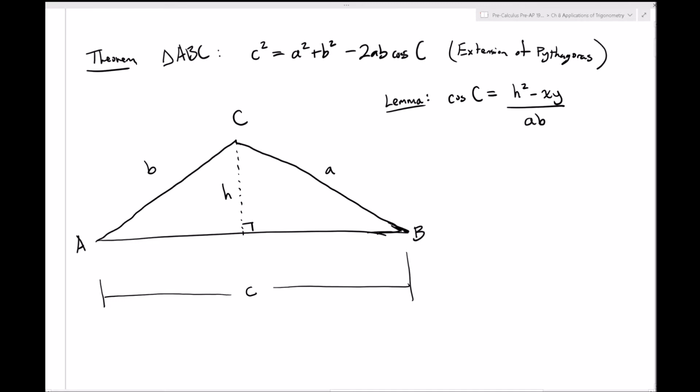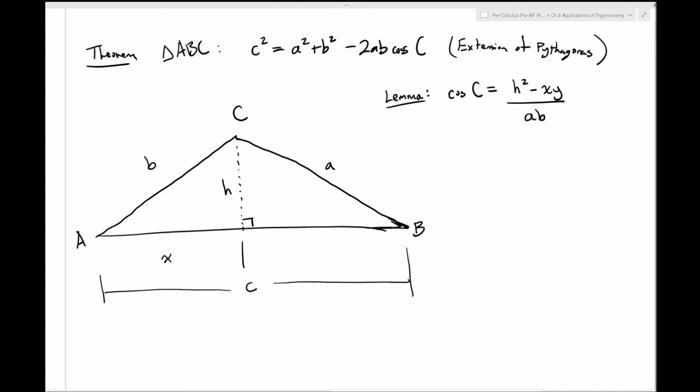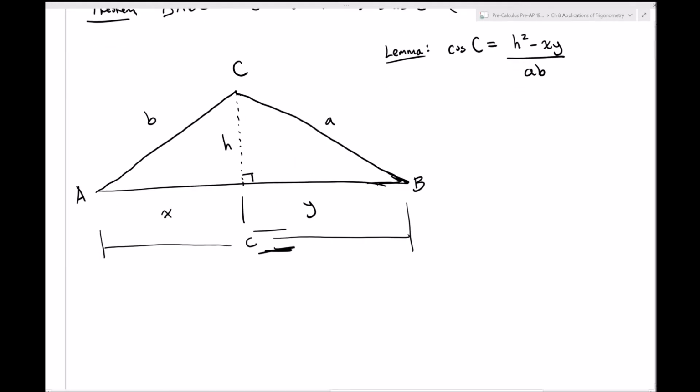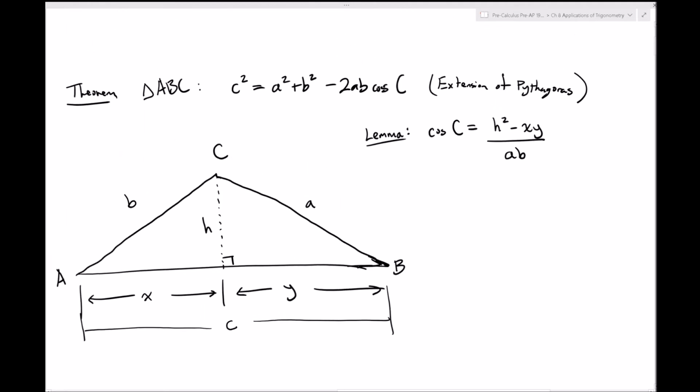Okay, what are x and y? That's why I left space here. X and y are going to split this particular side into two pieces, and that's because of the altitude. So they're the two segments that result from the drawing of the altitude, which has a measure h. Y is from here to here, x is from here to here. So there's the lemma. The lemma is equal to this.